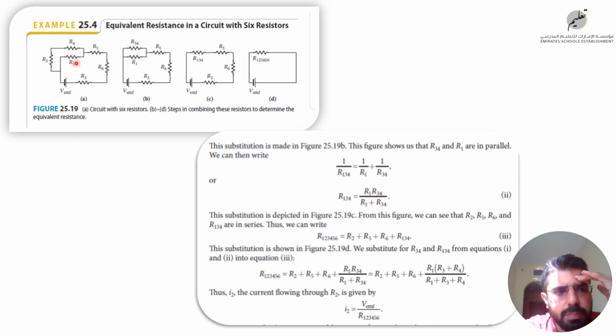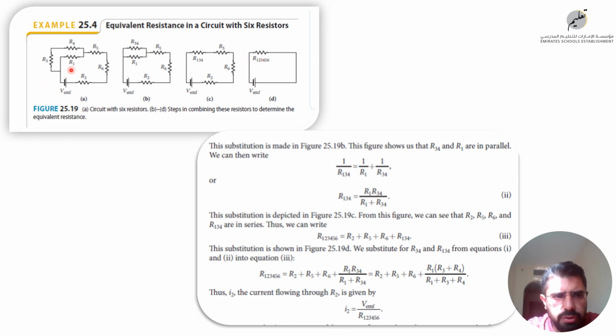So our job here is to simplify this complexity. This is complex, and we make it so simple. Look, compare between A and D. In A, the circuit is too complex. In D, it's too simple. You see, we have only one resistance. So how do we go through this?